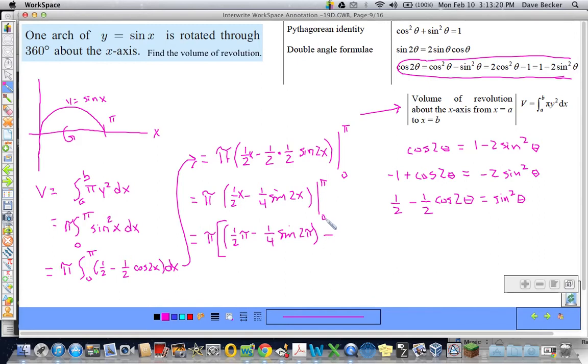Minus, now I'm going to replace x with 0, and I'm hoping that it's all going to be 0. 1/2 times 0 is 0. Sine of 2 times 0 is sine of 0, which is 0. Okay, now just a little bit of trig and algebra. Sine of 2 pi is also 0. So this becomes pi times 1/2 pi. Pi times pi is pi squared. So the volume is equal to pi squared over 2 cubic units.